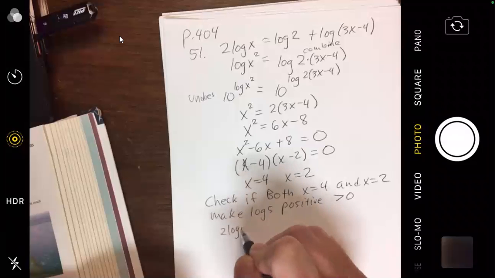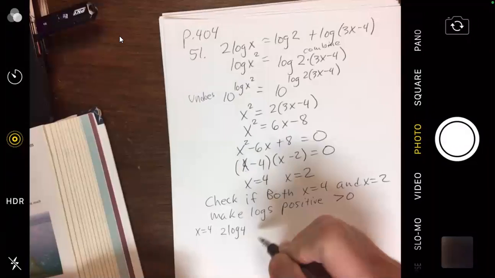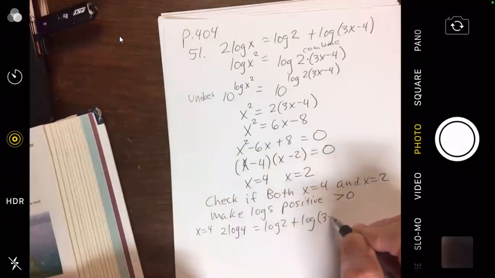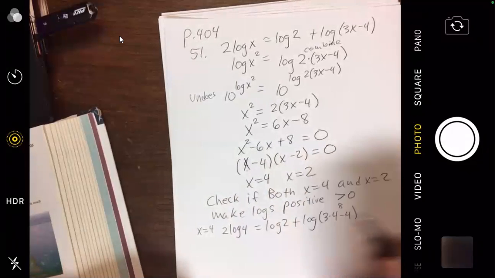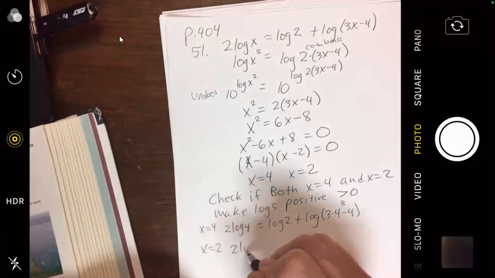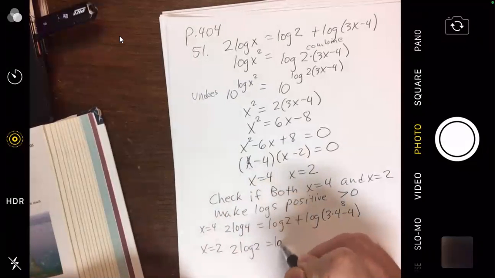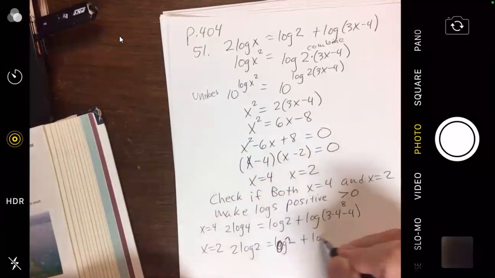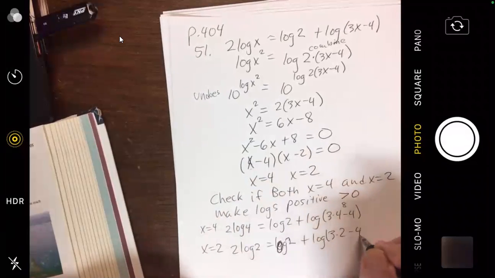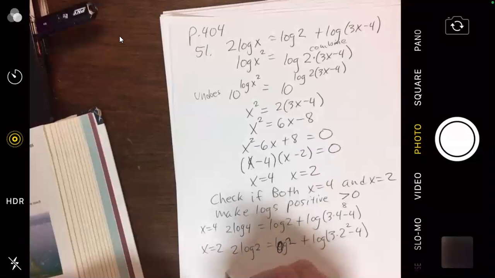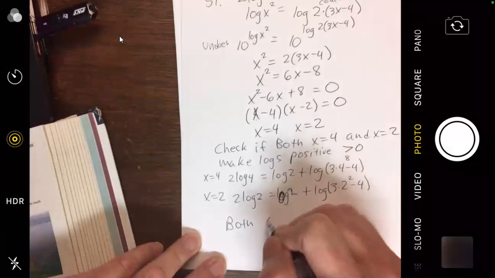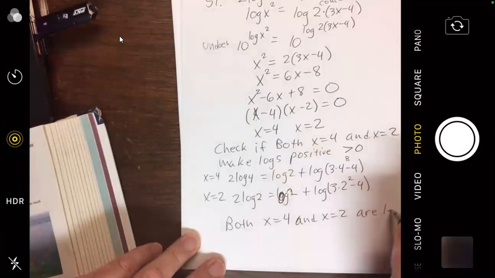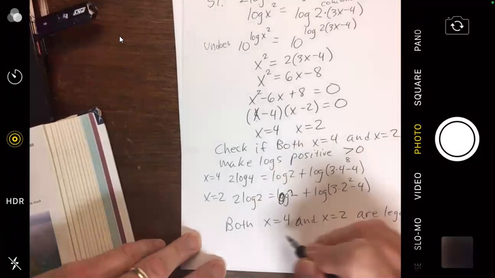Twice log 4, x equals 4. That's twice log 4 equals log 2, log 8 minus 4. This is 8, so that's positive. And x equals 2, I get twice log 2, log 3 times 2 minus 6 minus 4, which is 2, positive. Yes, both x equals 4 and x equals 2 are legal answers.